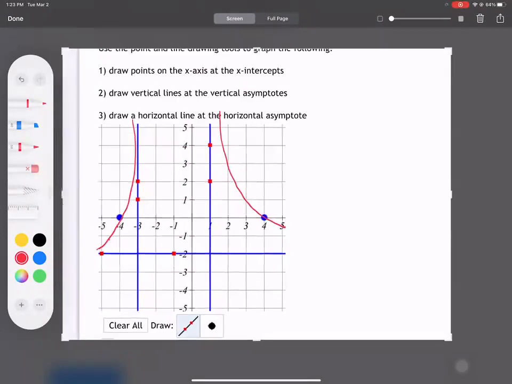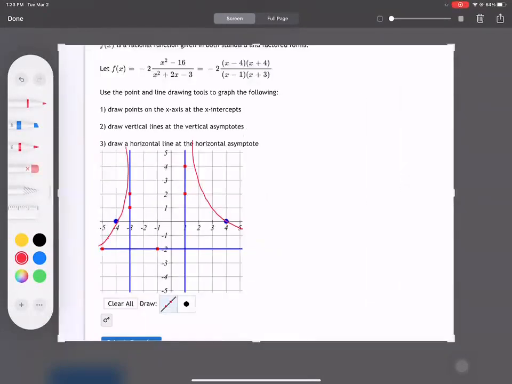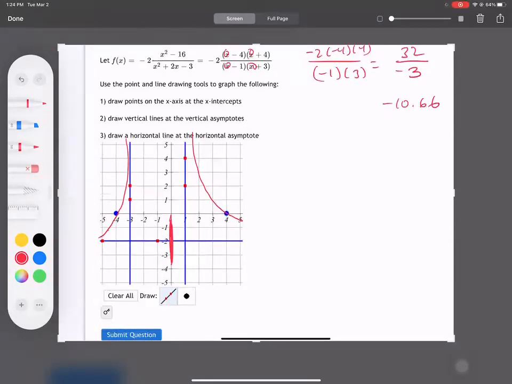But if I plug in a number, let's plug in 0. Remember how 0 is on the graph here? Let's plug in 0 and see where we're at. That's -2 times -4 times 4 over -1 times 3. This is going to be a positive 32 over -3, and this is going to be really negative, isn't it? So that's going to be negative 10.66, and that's way down here. So we know we're going to be on the bottom of this graph someplace.